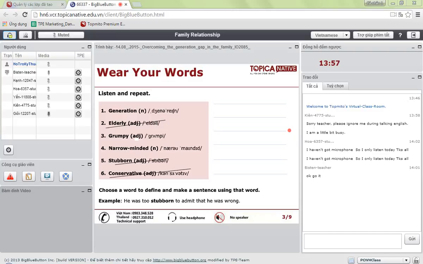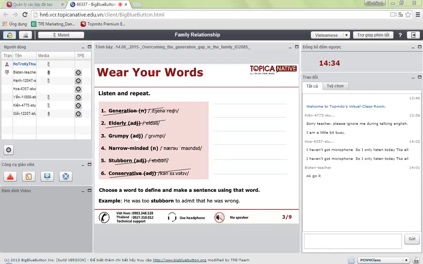Generation. Yes. Generation means... Oh, sorry. I forgot. Can you please read for us all the six words fast? Generation, elderly, grumpy, narrow-minded, stubborn, conservative. Yes, that was correct. All good.